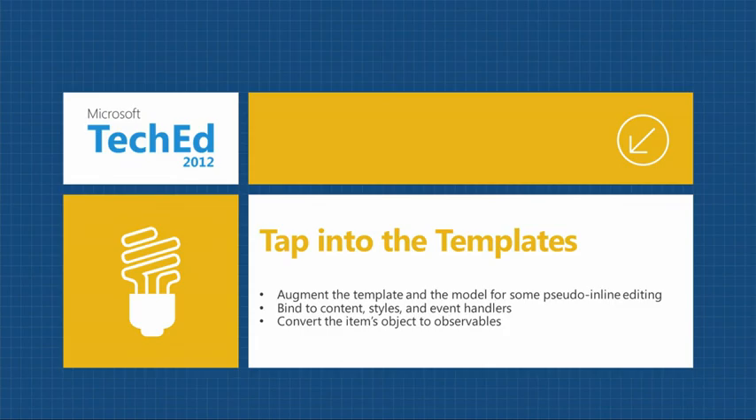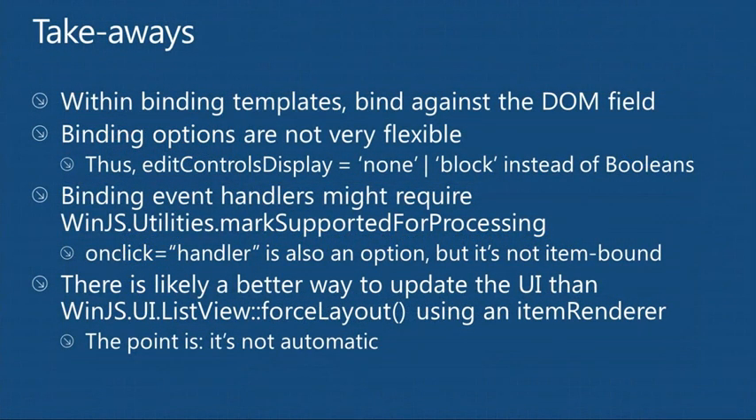Let's see if there's anything to wrap up. The binding options aren't that flexible, especially when you compare them to something like Knockout, but they do work. The recommendation would be to use onClick if you want to fire an event handler for an item rather than trying to put the event handler in the object itself. But if you do, use mark supported for processing. And yeah, we didn't get to it, but we were required to, in order to show the text box and the button, we had to call force layout in order to get the UI to refresh.